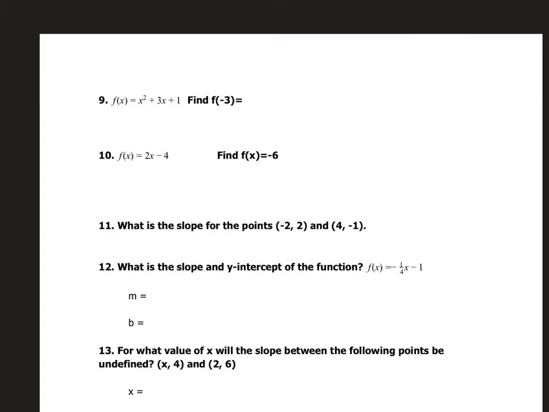Okay, so now we are on page 4. I'm at question number 9, and number 9 gives me a function, and it's asking me to find f of -3. So what I need to do is plug in -3 into this function. Okay.